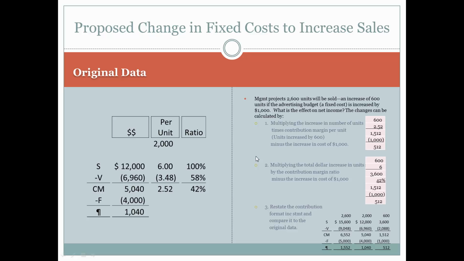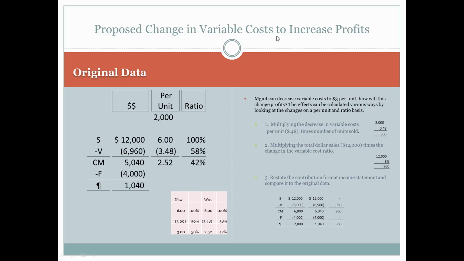Now let's look at another scenario. We have a proposed change in variable cost to increase profits. So management can decrease variable cost to $3 per unit. At present, it's $3.48. And so now they do believe that they can get that down to $3 per unit, which means that they will have a contribution margin of $3. So now our variable expenses are 50% as opposed to 58% of sales, and our contribution margin is 50% as opposed to 42%. So now how can we calculate how that change will affect us?